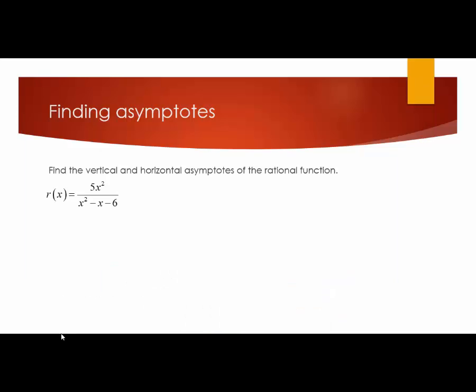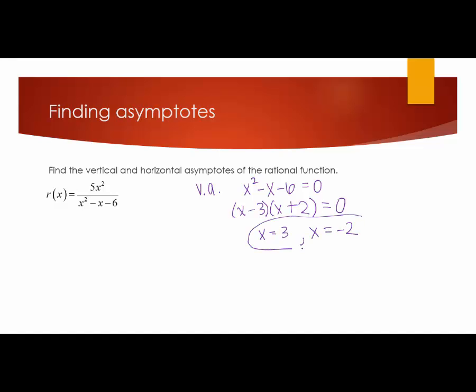Let's try that with this example. Let's find the vertical and horizontal asymptotes of this rational function. So to find our vertical asymptotes, I want to look at the zeros of the denominator. So let me just grab the denominator. It looks like we might be able to factor this. Hopefully we can. Minus 3 plus 2 should do it. That means x equals 3 and x equals negative 2 are our vertical asymptotes.